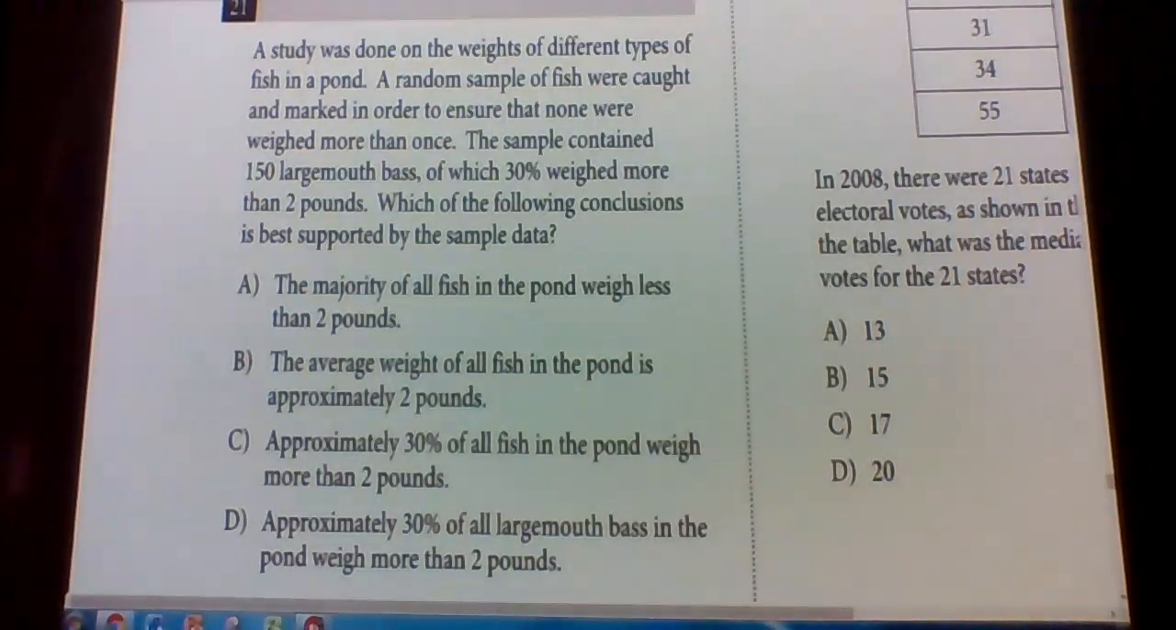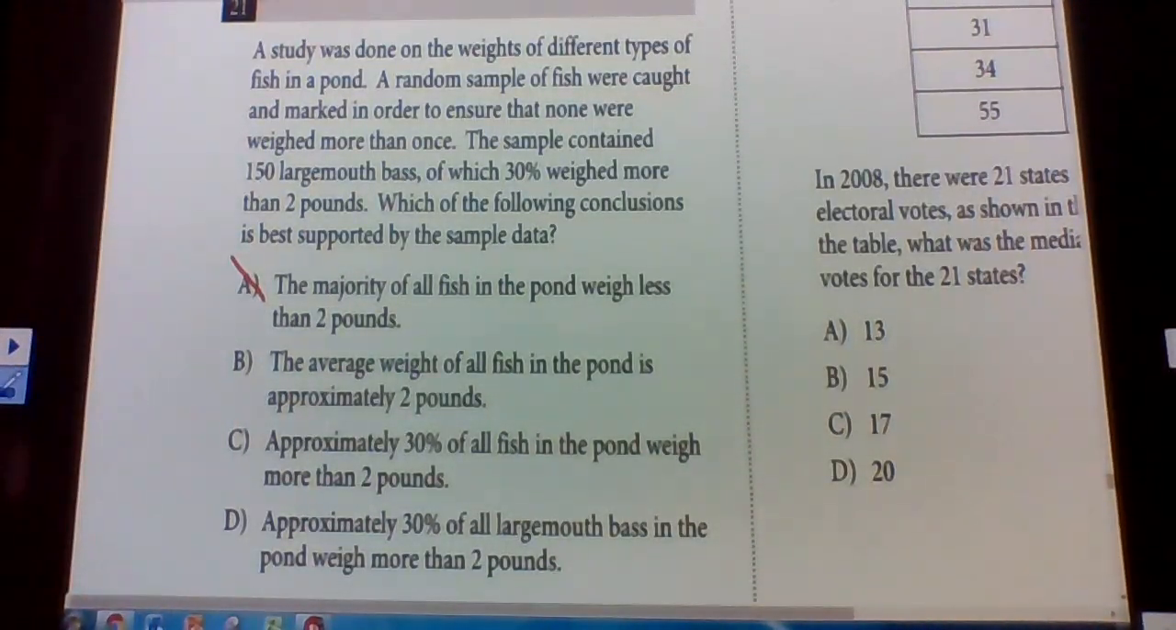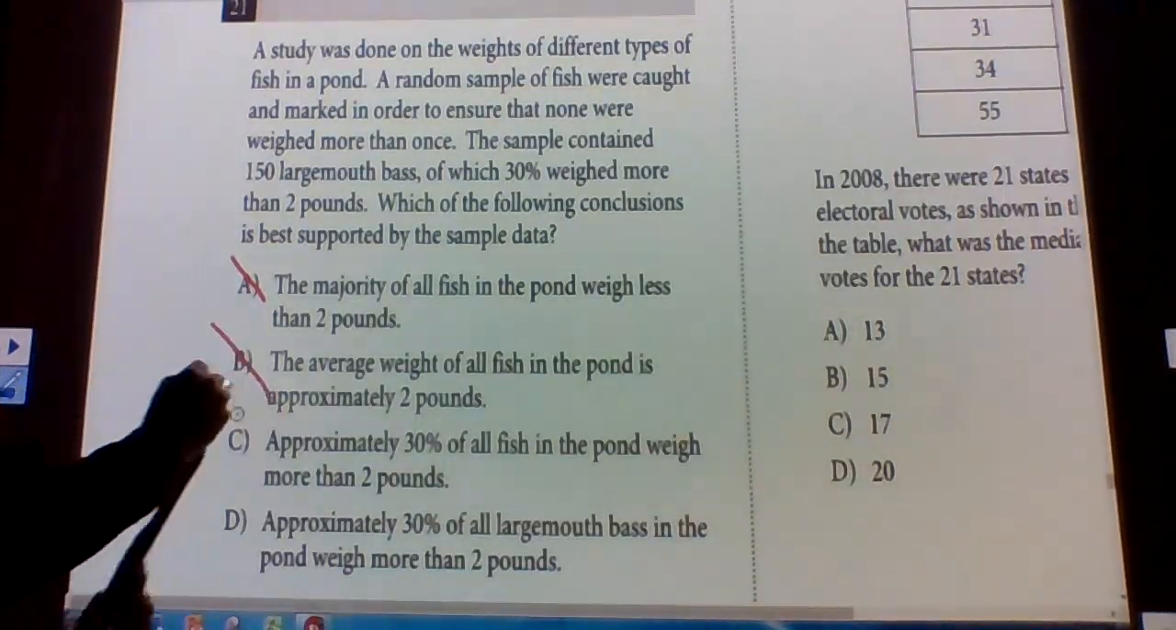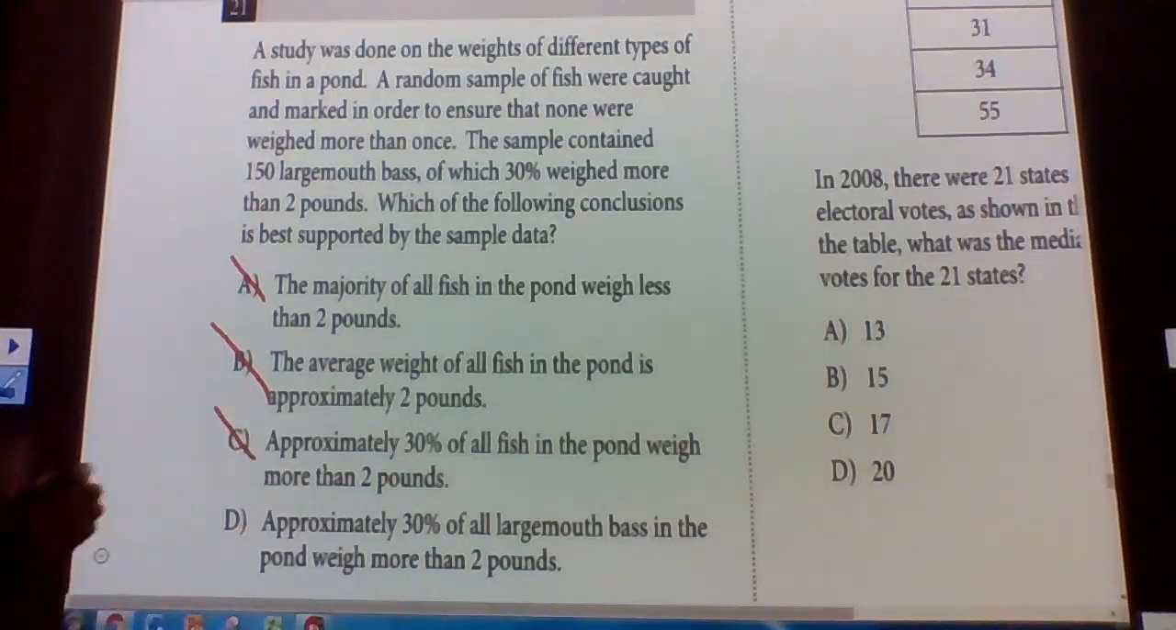Okay, the majority of all fish in the pond weighed less than 2 pounds. Nope, because maybe it's easier to catch large fish or small fish, we don't know. The average weight of all the fish in the pond is approximately 2 pounds. No, that was the weight of the largemouth bass that were caught, and it wasn't the average weight. 30% of them weighed more than 2 pounds. Approximately 30% of all fish in the pond weighed more than 2 pounds. No, only 30% of largemouth bass.